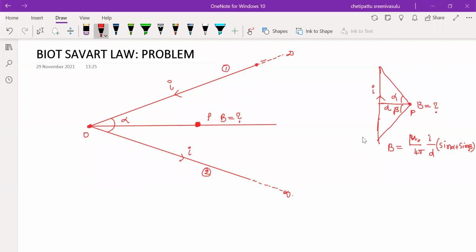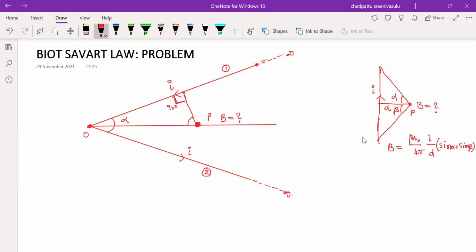Look at the first conductor. The perpendicular distance from the conductor to the point where we need to find the magnetic field: we need to draw one perpendicular line. I am drawing the perpendicular line like this. This angle is 90 degrees. First of all, we need to draw one perpendicular line from the conductor to the point where we need to find the magnetic field. And look at here, this is the angle we need to find out.